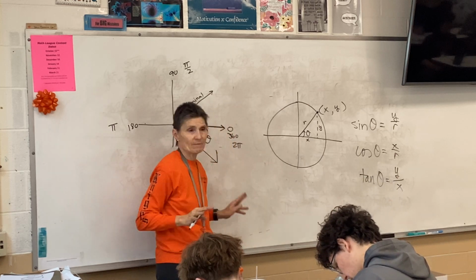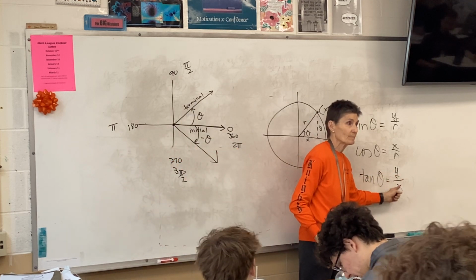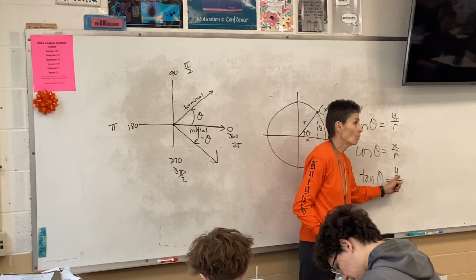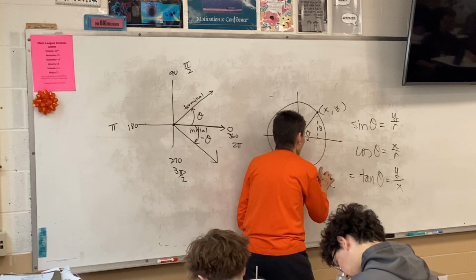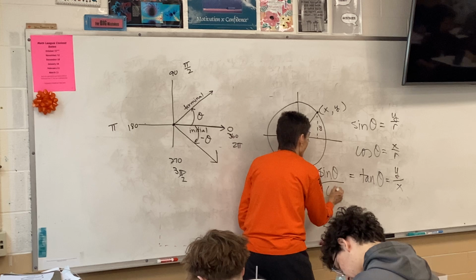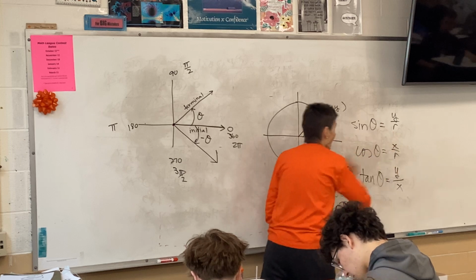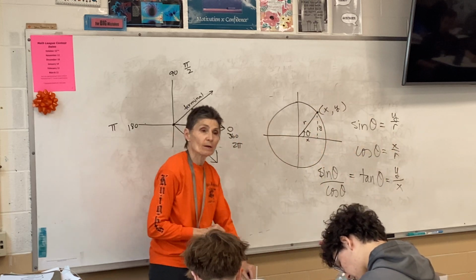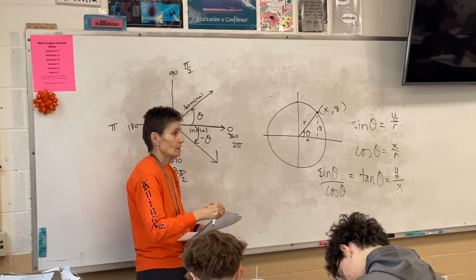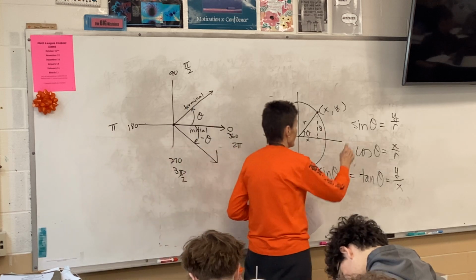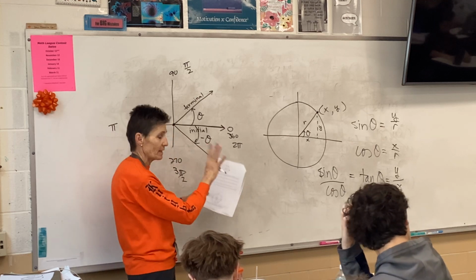Tangent is very, very special to us. First of all, tangent is associated with slope. Does that make sense to you, that tangent would be associated with slope, y over x? Because it's y over x, it can also be defined as sine over cosine, because if you put that over that, the r's cancel and you get y over x. So these are absolutes. We have to know them. We're not going to survive one more day if we don't know them.